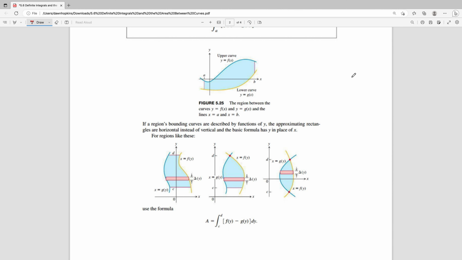Okay, so it's either going to be top minus bottom, and you'll integrate with respect to x, or right minus left, integrate with respect to y. So we're going to do some examples of these.